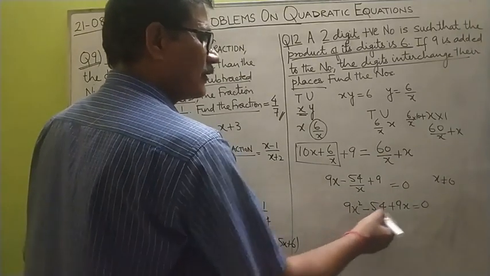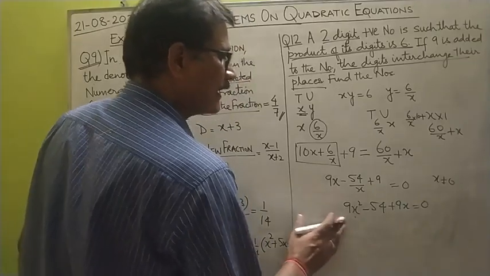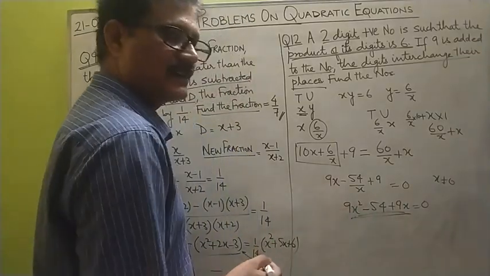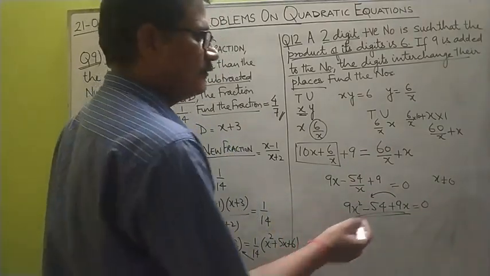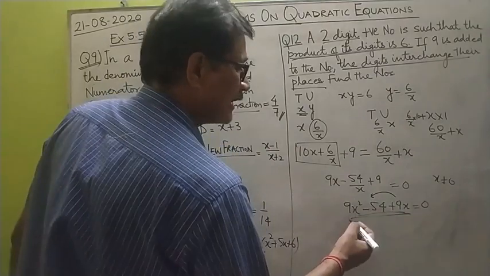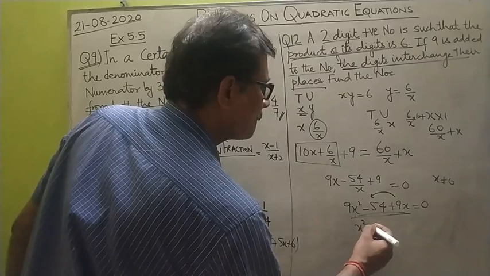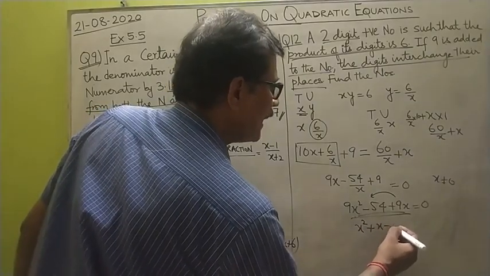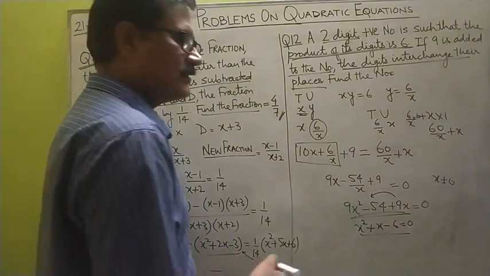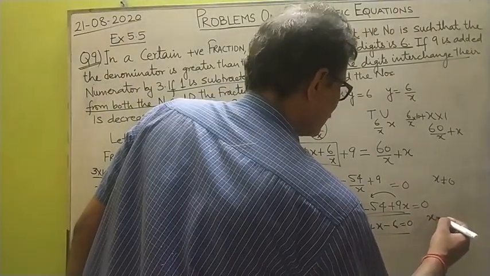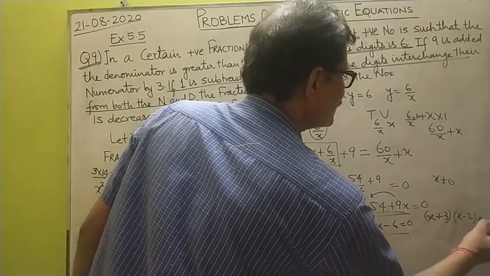Now I rearrange the equation. At the same time I see that 9 is a factor of this, so it can be divided by 9. I divide by 9 and at the same time I shift the coefficient of x to the middle term, and the constant term becomes the third term. So I am doing both simultaneously, dividing by 9 and arranging the terms in order. So it becomes x square plus x minus 6 is equal to 0. And this equation is very simple to solve. We can factorize it. The solution will turn out to be x plus 3 into x minus 2 is equal to 0.